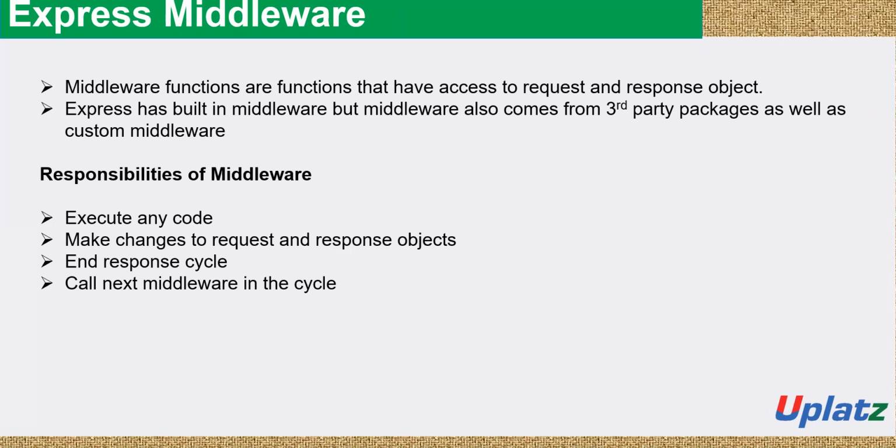So basically, what are the responsibilities of this middleware? We can execute any code. We can make changes to request object. We can make changes to response object and the response cycle, or else we can call the next middleware in the cycle. And now let me show you how to work with some of the most important middleware functions in our Express. So back to VS Code.